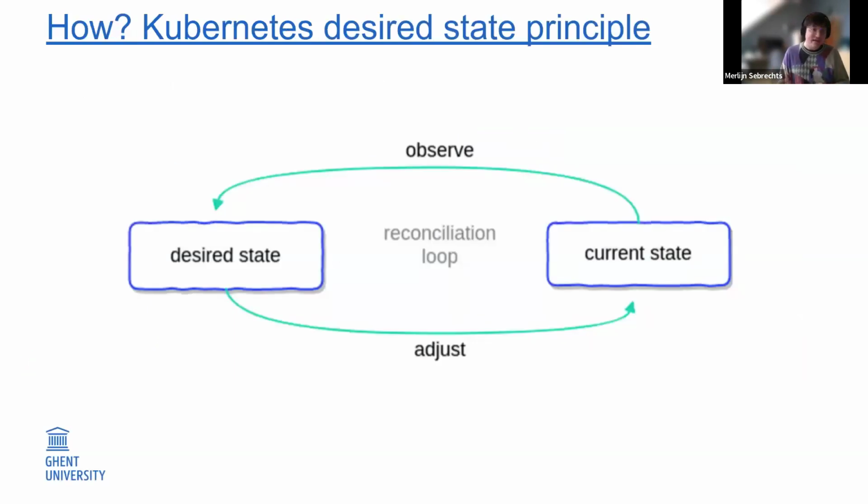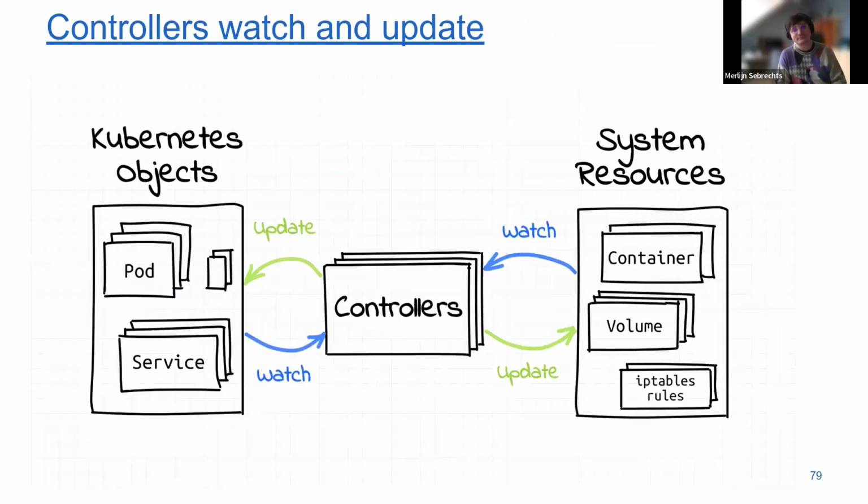And the reason why this is possible is because Kubernetes itself, both user-facing and internally, is built on the desired state principle. So every single piece of the Kubernetes control plane is what we call a reconciliation loop that observes the desired state and then adjusts the current state in order to align with the desired state. And this happens with controllers. And so most of the controllers, if you've ever used Kubernetes, you have interacted with, often without even realizing it.